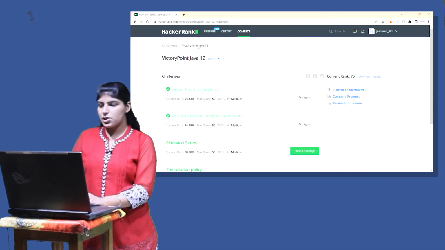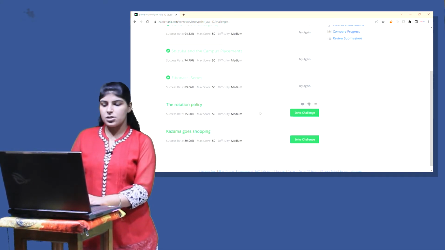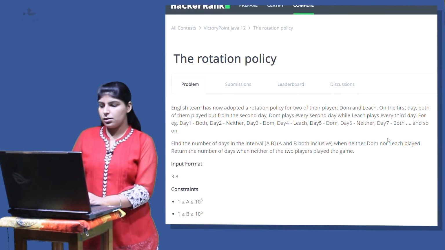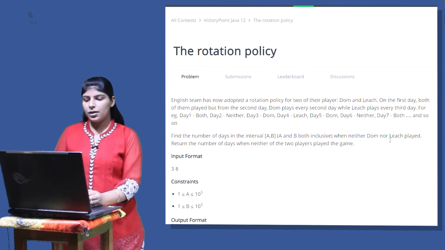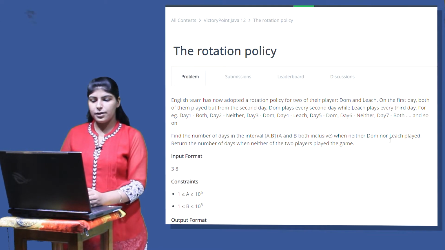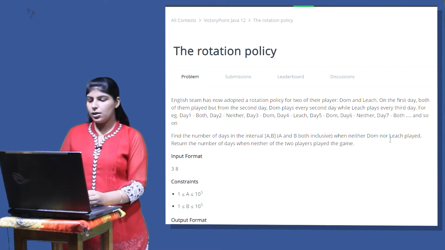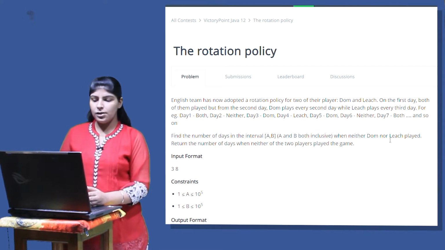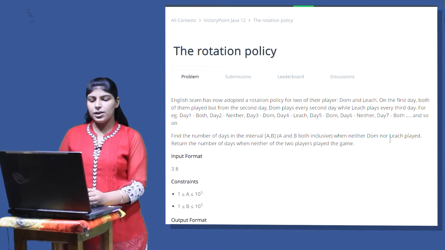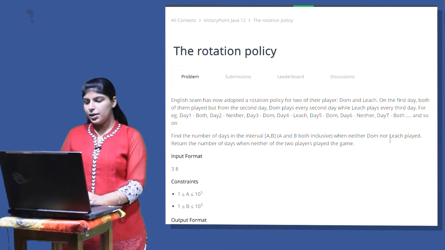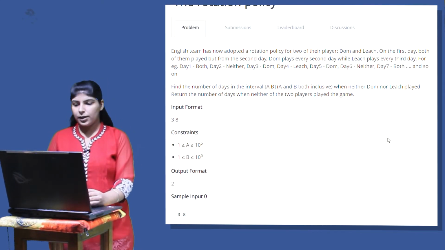Moving on to the next question, that is the rotation policy. English team has now adopted a rotation policy for two of their players, Dom and Leach. On the first day, both of them played, but from the second day, Dom plays every second day, while Leach plays every third day. For example, day 1, both are playing. Day 2, none of them plays. Day 3, Dom plays.